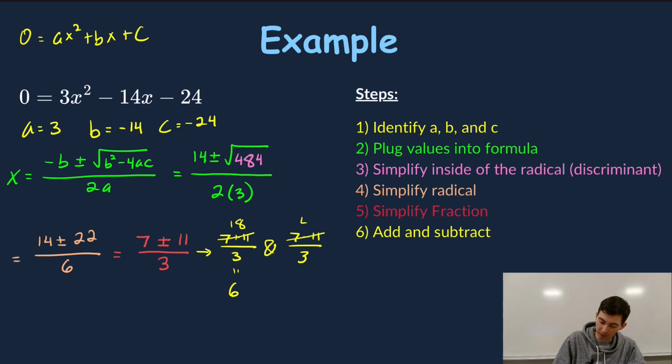7 minus 11 would give me a negative 4. And negative 4 over 3 can't be simplified, so this would be negative 4 over 3. So my solutions are going to be negative 4 over 3 and 6.